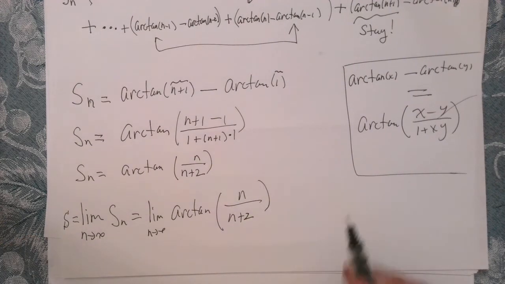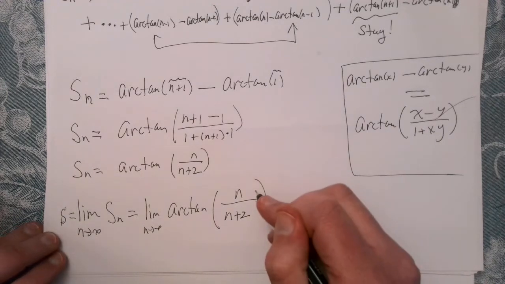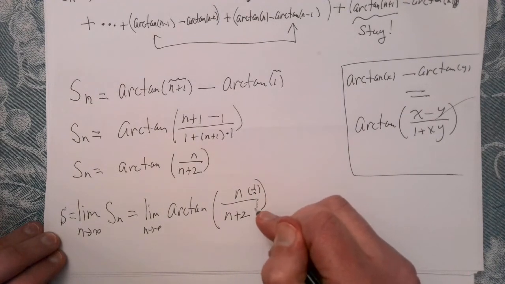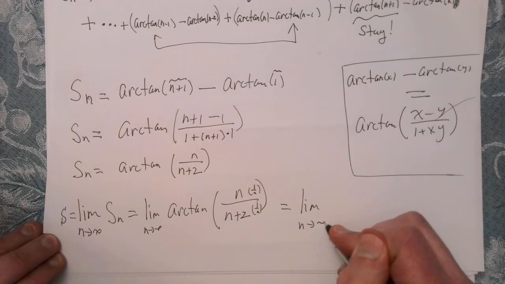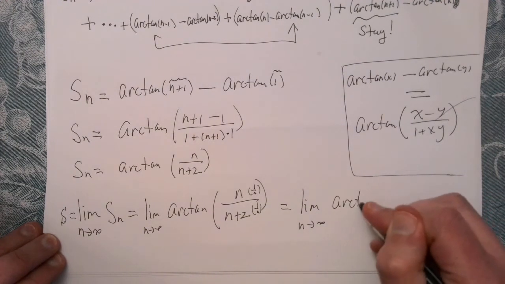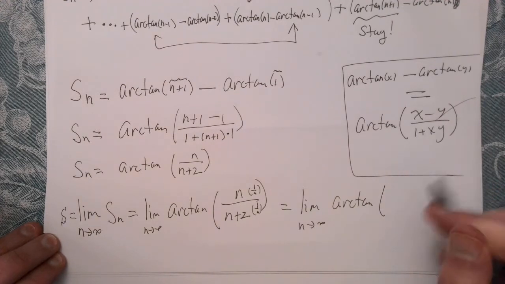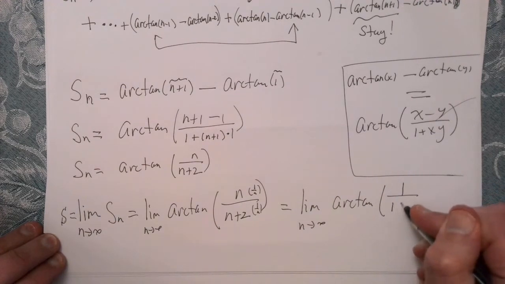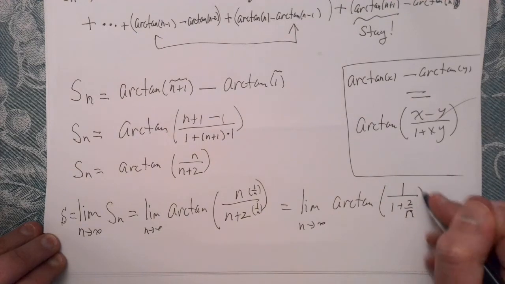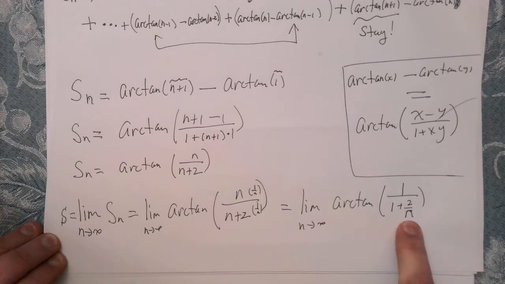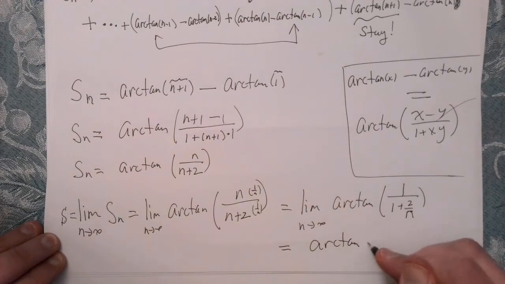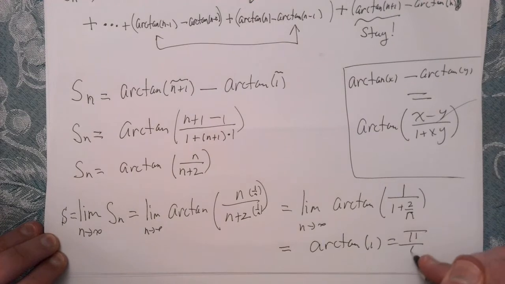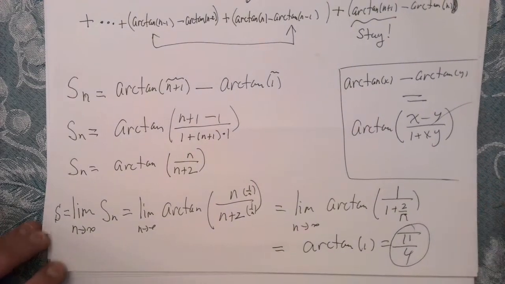And we can multiply the top and the bottom by 1 over n. Right, I can multiply by 1 over n over 1 over n. That's just so I can use limit laws. And so that's the limit as n goes to infinity of arctan of, how about 1 over 1 plus 2 over n? But as n gets large, this term will shrink towards 0. So in the limit, this gets close to arctan of 1, which is exactly pi over 4. And that is the sum of our series. Pretty neat. I like that one.